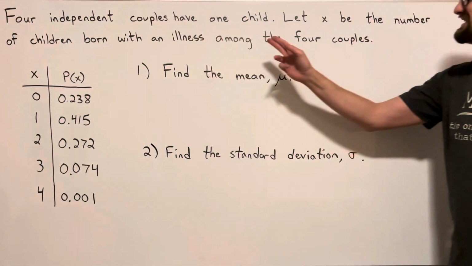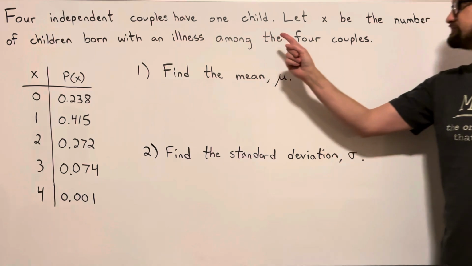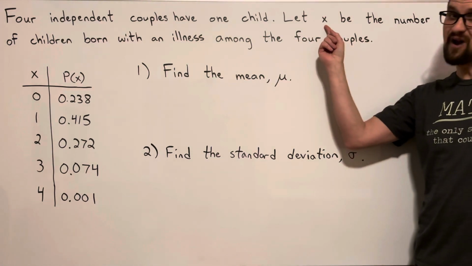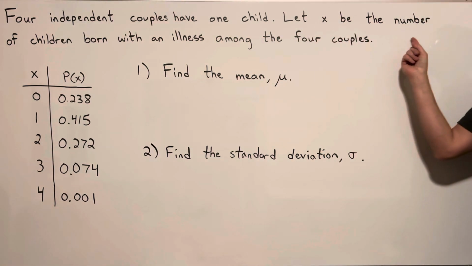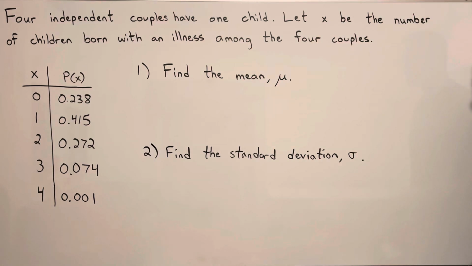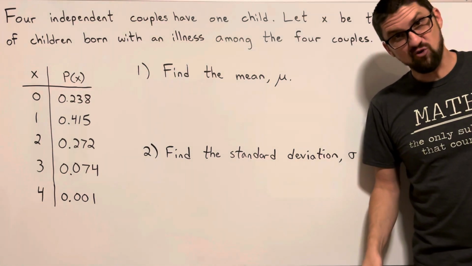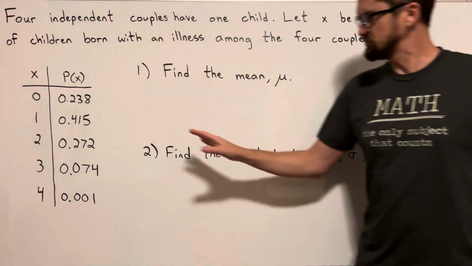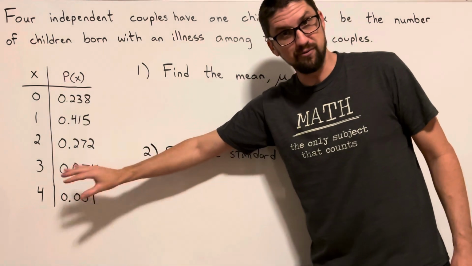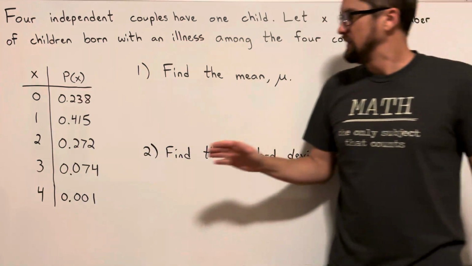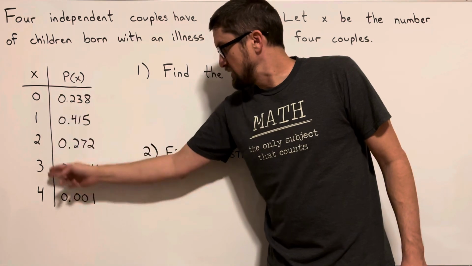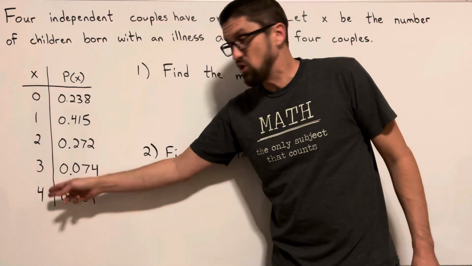4 independent couples have one child. Let X, the random variable, be the number of children born with an illness among the 4 couples. This problem provides us with a probability distribution table. The X values range from 0 to 4.